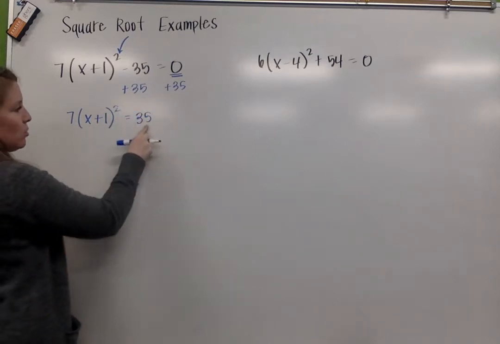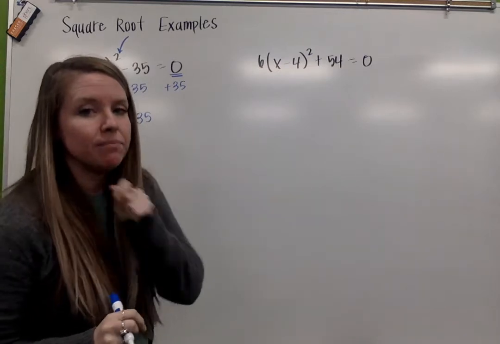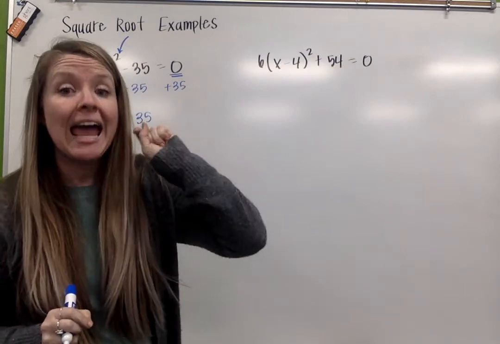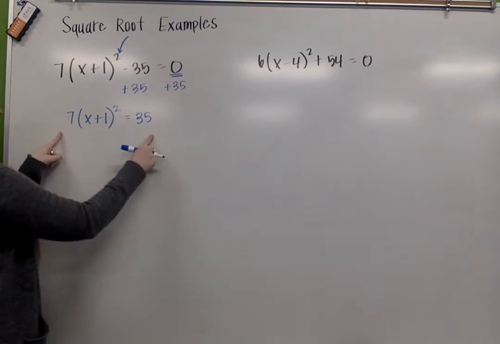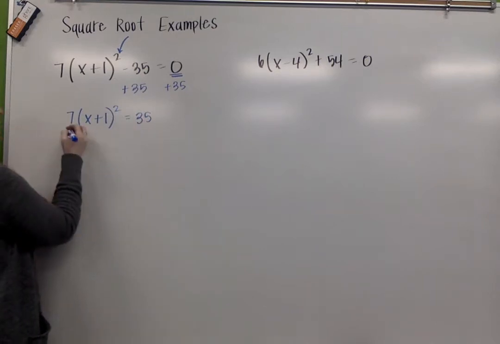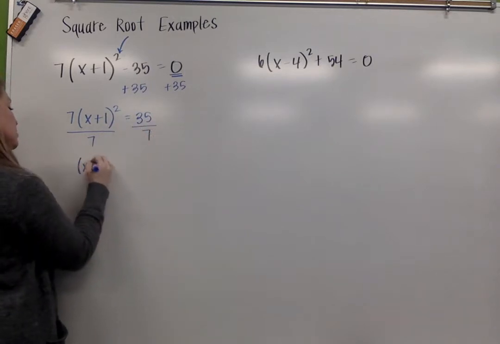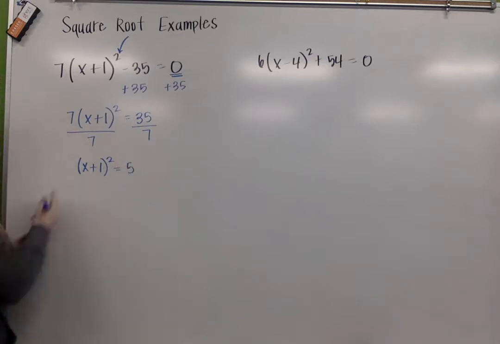See how it doesn't equal 0 anymore? But that's okay because we're using the square root method, so that's allowed. Solving by quadratic formula and factoring has to be set equal to 0. So now that I've added the 35 over, I'm going to come in and divide by 7. So I'm going to get (x plus 1) squared equals 5. 35 divided by 7 is 5.